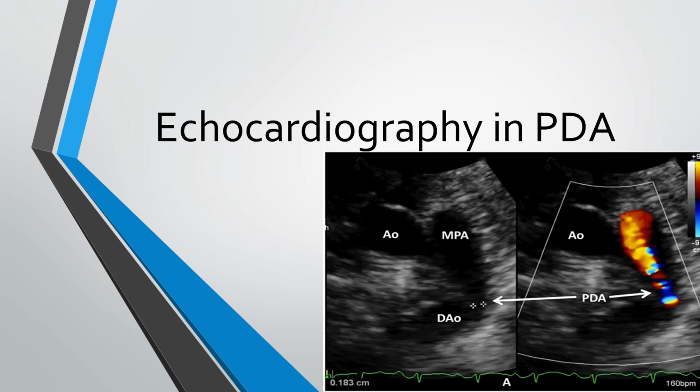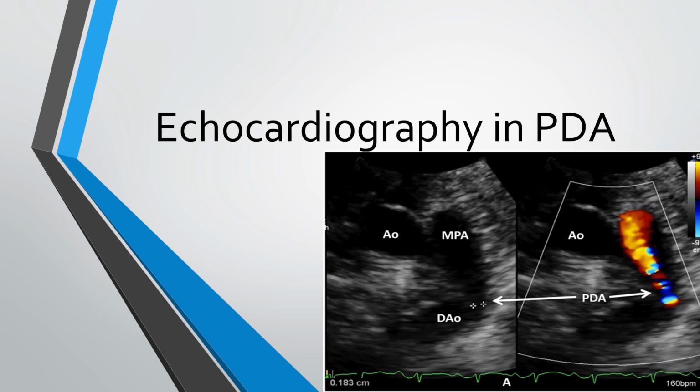In today's class, we will be discussing the echocardiographic aspects of patent ductus arteriosus. Patent ductus arteriosus is a common morbidity in preterm infants with extremely low birth weights. Its incidence is 80 to 90 percent in extremely low birth weight infants less than 26 weeks, and its incidence is about 20 percent at 32 weeks of gestation.